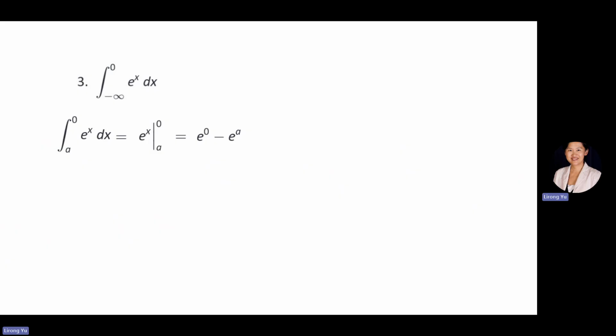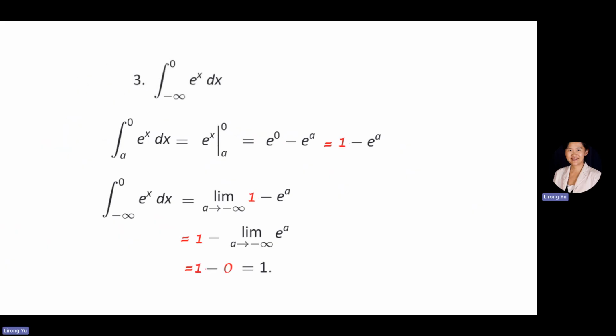The integration limits are a to 0, so e to 0 minus e to the a. While your calculator, or maybe you already know, e to 0 is equal to 1. That's 1 minus e to the a. Now let's look at what happens to the limit of 1 minus e to the a. If we want to calculate the integral of e to the x on the interval up to 0, we have to make a go to negative infinity. The limit of 1 doesn't matter, it's not affected by a, it's still 1, and the negative is still negative. So what happens to the limit of e to the a when a goes to negative infinity?